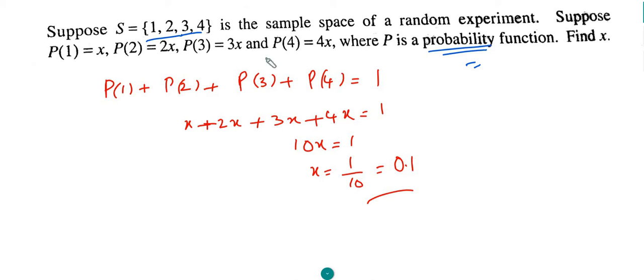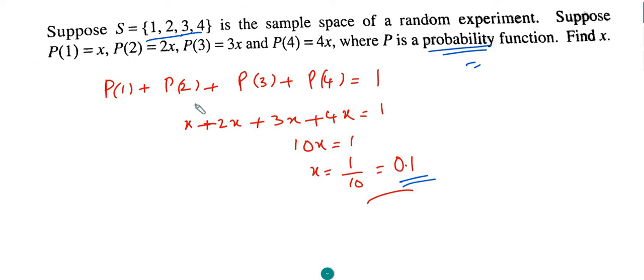So P of 1, P of 2 are given like this. If I add P of 1 plus P of 2 plus P of 3 plus P of 4, it is 1. That means x plus 2x plus 3x plus 4x is 1. That is 10x equal to 1, so x is 0.1. That means the x value should be 0.1. Then automatically all these sum will be equal to 1.